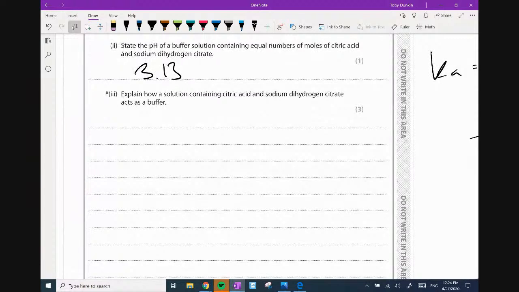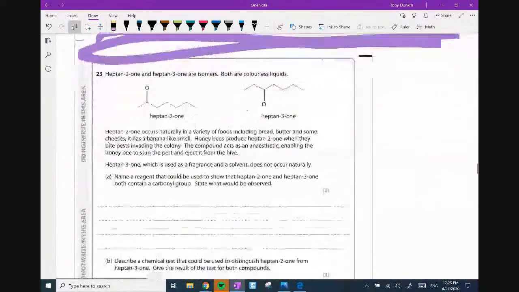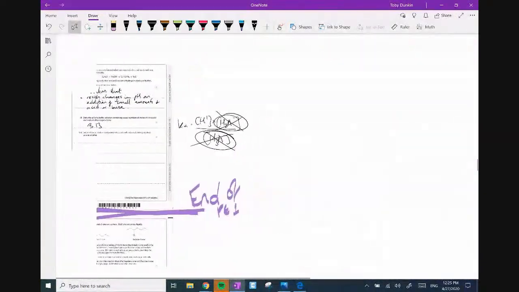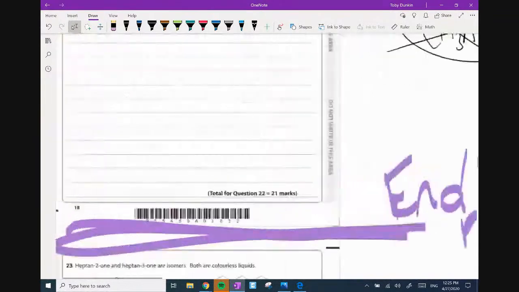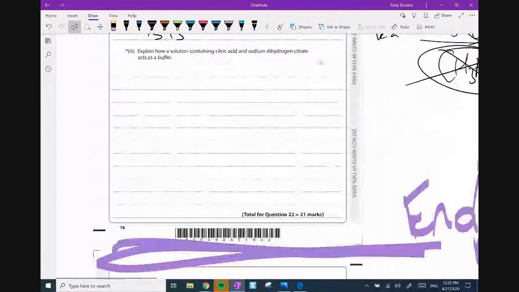Explain how a buffer solution containing citric acid and sodium citrate acts as a buffer. When you add what? I don't know. Oh, and look at that, I've got to the end of part 1 at this point. It was all the data book's fault. Ruined it. Okay.